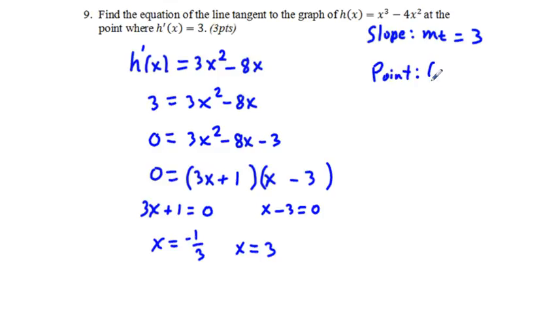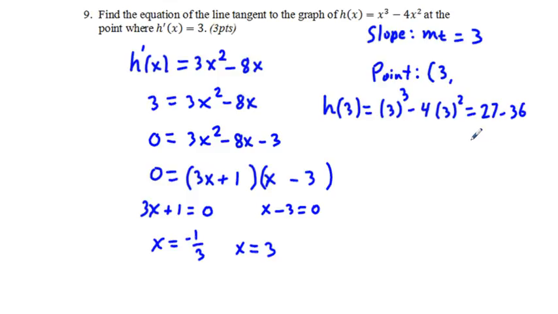And we have, our point is going to be x equals 3. And then if we plug in, we'll say h of 3, it's equal to 3 cubed minus 4 times 3 squared. We're going to get 27 minus 36, right, 27, and then this is going to be 9 minus 36. So it's going to be -9. So -9 is our y-coordinate.